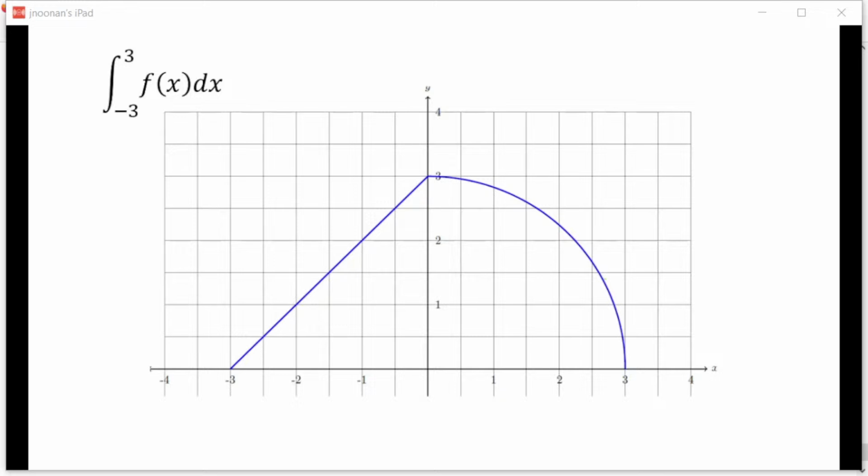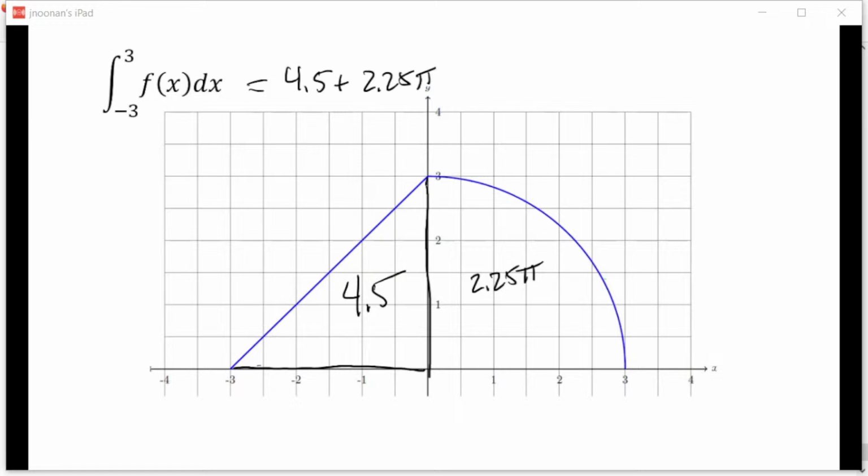We can do this. I'm going to break this into 2 pieces, as you probably thought I was going to do. Raina, what about this triangle on the left? Do you know the area of that triangle? 4.5. Ooh, nice, 4.5. And now we need the area of that quarter circle. Jarrett, do you know the area of the quarter circle over there? It's 2.25 pi. 2.25 pi, that works. And so the total area is 4.5 plus 2.25 pi.